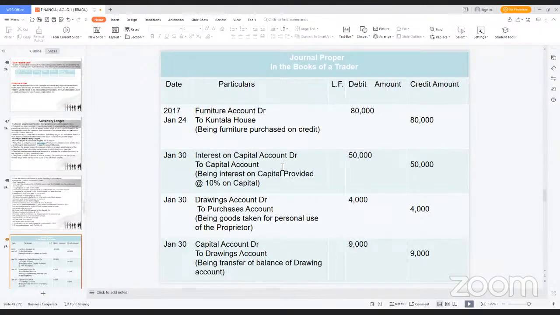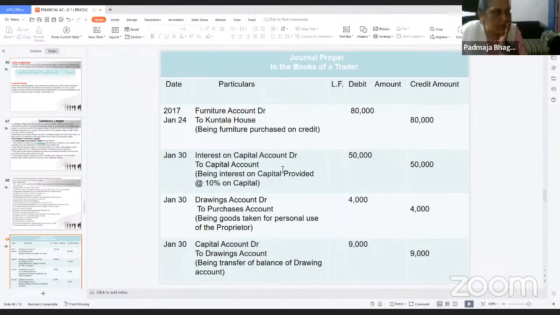Interest on capital. That is, interest on capital is paid from the capital account. Interest on capital account debit to capital account.